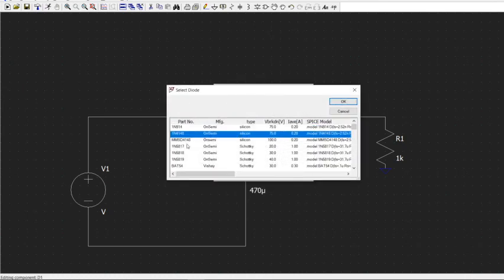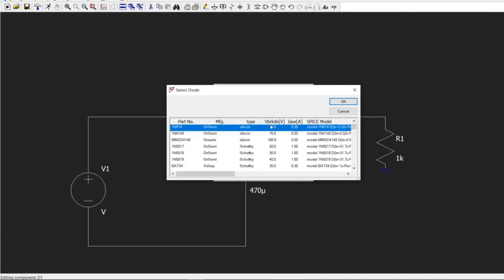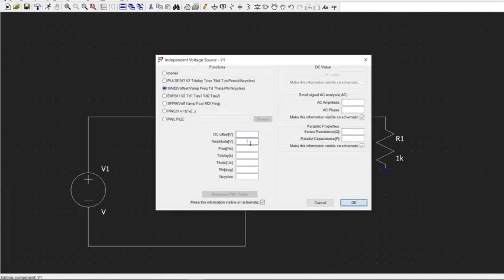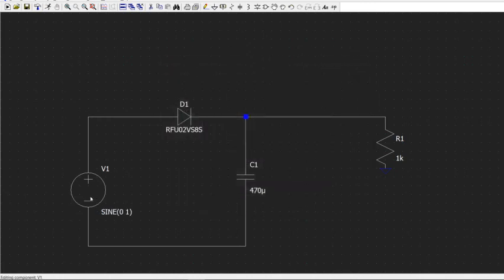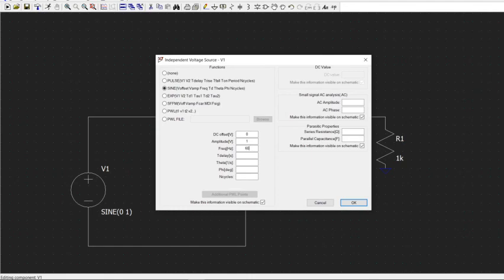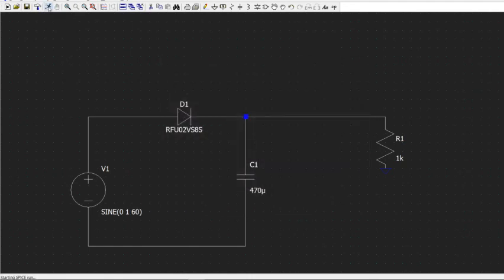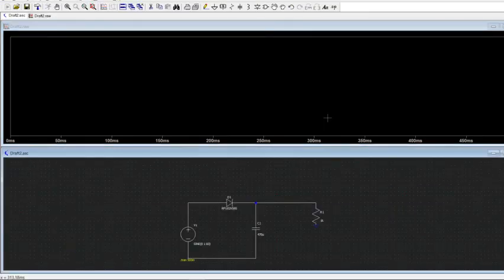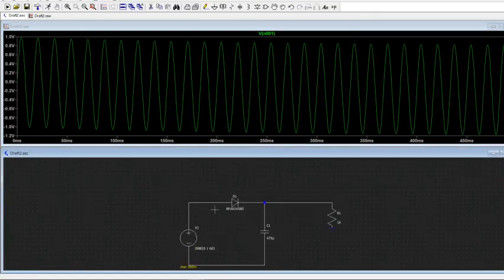I'm just not really selecting these components for any real reason. It's just commonly seen values that I'm using. So I'm going to switch this to a sine wave of, I don't know, 1 volt. I guess I need to set a frequency to 60 hertz. And we will stop this at 500 milliseconds. And this is what it will look like before the rectifier.